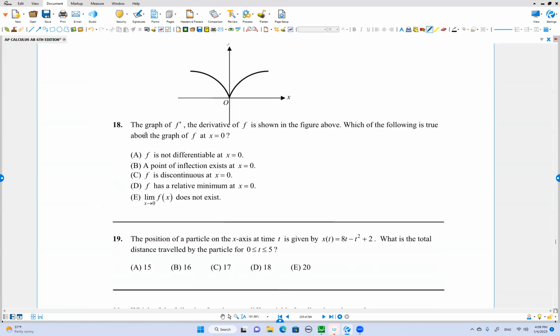Number 18, the graph of f prime, the derivative of f, is shown in the graph over here. This is the graph of y equals f prime x. Not the original, okay? That is f prime x. Which of the following is true about graph f? We are talking about the graph of f, the original graph, at x equals 0.